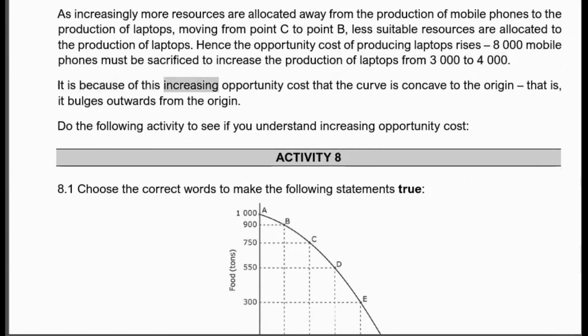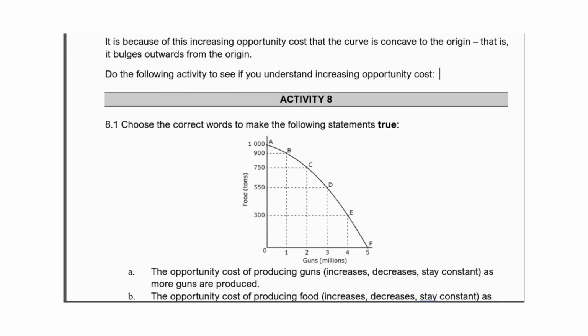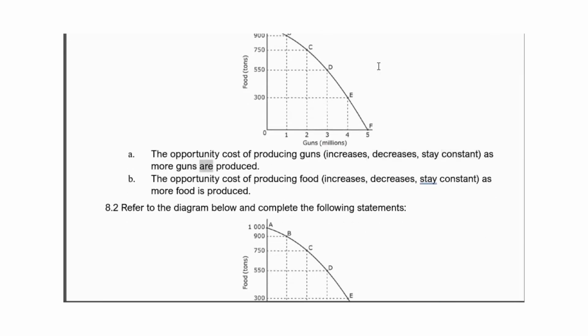It is because of this increasing opportunity cost that the curve is concave to the origin, that is, it bulges outwards from the origin. Do the following activity to see if you understand increasing opportunity cost. Activity 8. 8.1 Choose the correct words to make the following statements true. The opportunity cost of producing guns increases, decreases, stays constant as more guns are produced. The opportunity cost of producing food increases, decreases, stays constant as more food is produced.